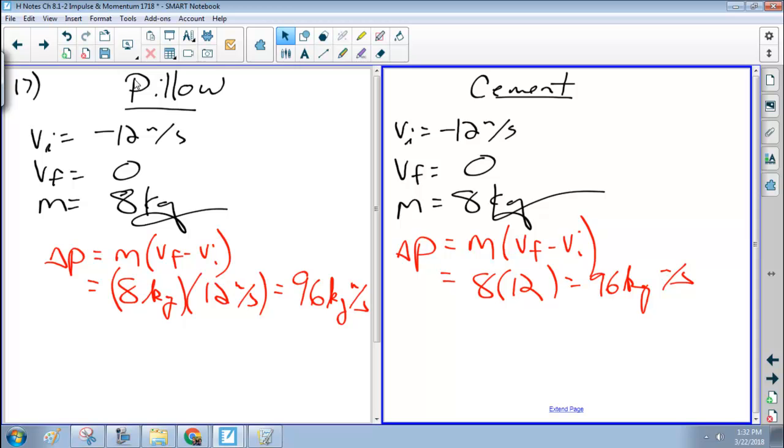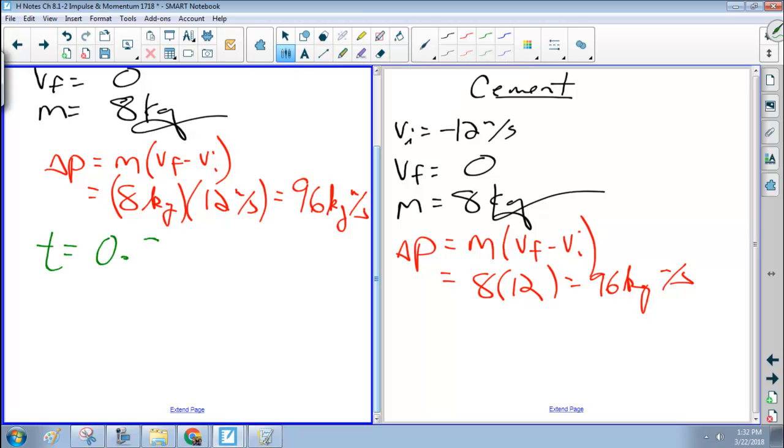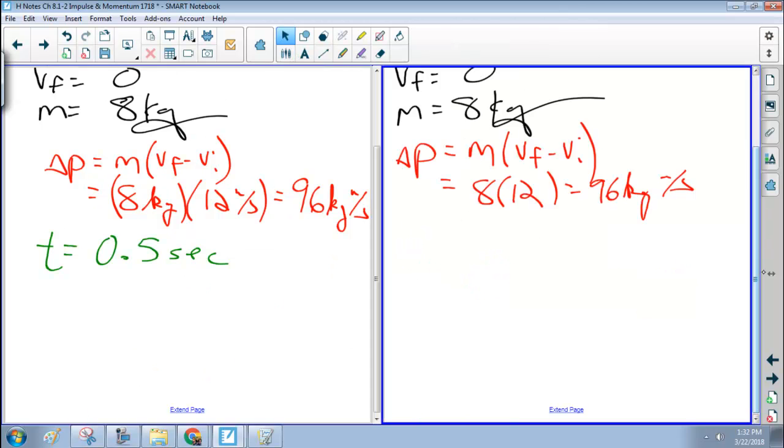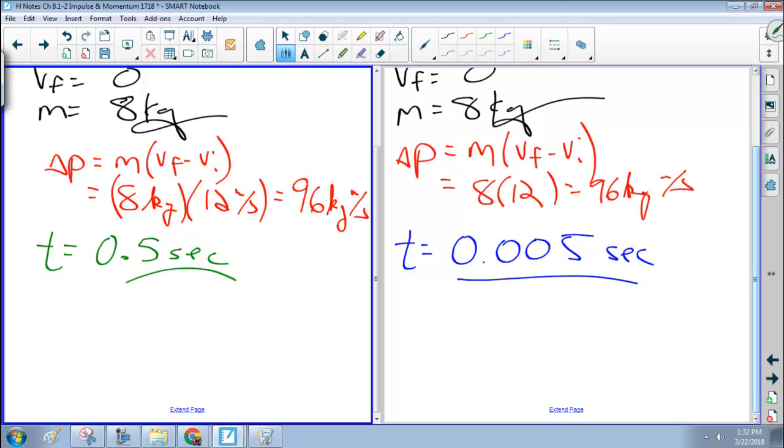So, look. The problem told us that the one landing on the pillow takes half of a second to stop, whereas the watermelon landing on the cement takes 0.005 seconds to stop. In other words, this one stops almost instantaneously, and this one stops very quickly, but not nearly as quick as the one hitting the cement. Follow?